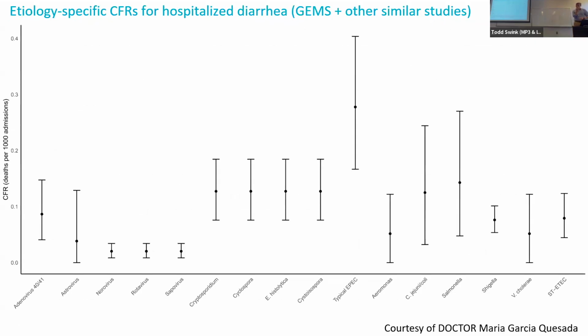To get case fatality rates, we used facility-based studies in the subset of children who've been hospitalized. Dr. Maria Garcia Casada produced these CFR estimates. There are some limitations to our ability to do this. There were some pathogens where there was 1 or no deaths in the appropriate range of follow-up that we had. So for some things, we made assumptions.